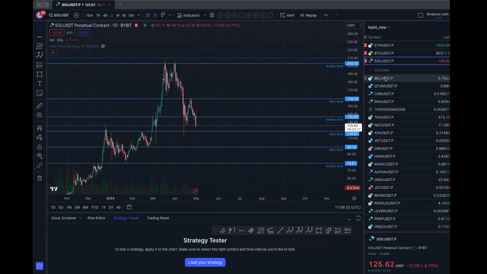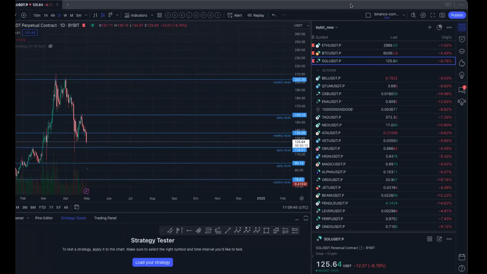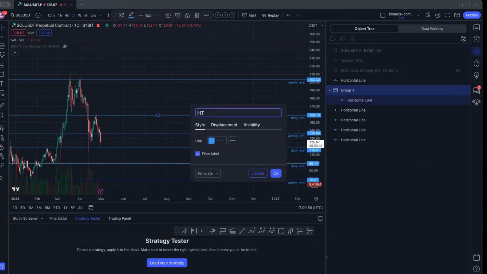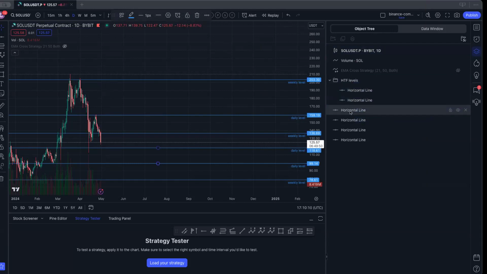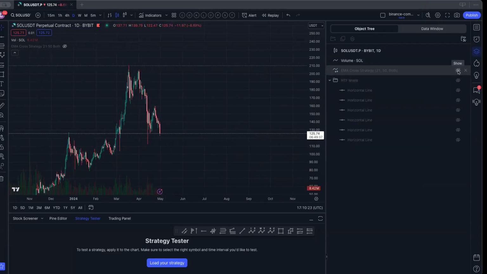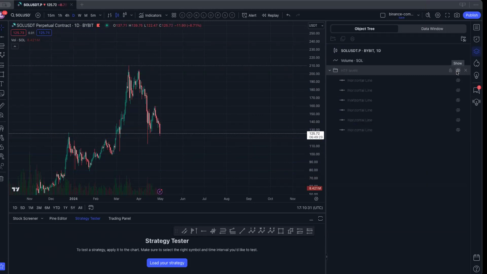So what I can do is quickly use the object tree. I will create a folder here and mark it as higher time frame levels. I will keep all these levels in this folder. The reason I did this is that we can quickly switch on and switch off all these levels. If you can see, with one click, I can switch the levels on and off.